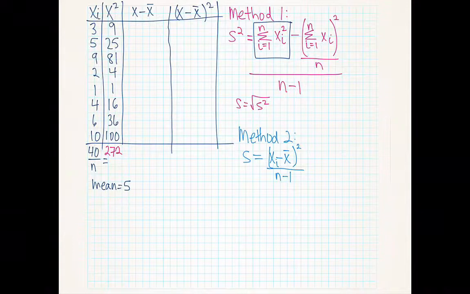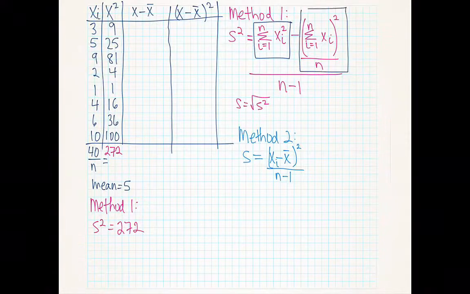So in our method 1, our first value is 272. That represents the box that is the blue box right now, the sum of the squares. Then the next step is to take the sum of your original values, which I will now also put in a box, divided by n, and then you're going to square that number on the top.